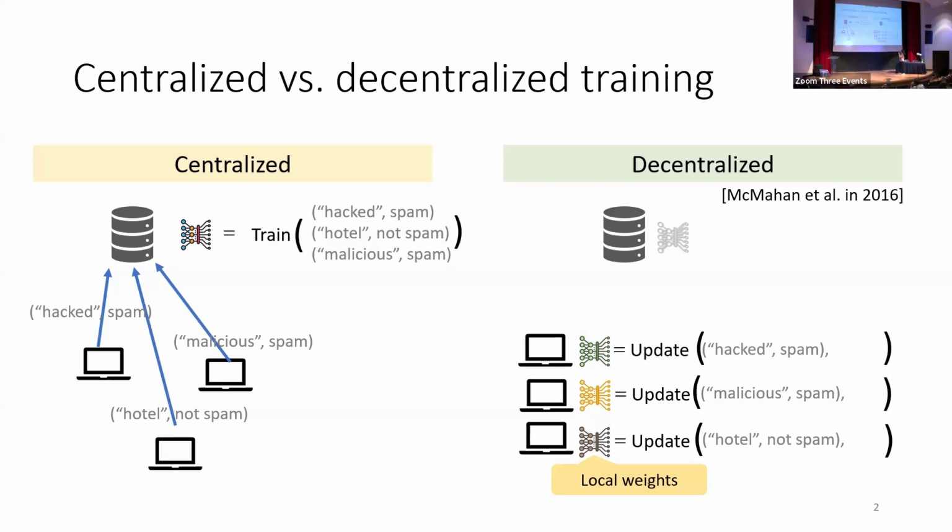In the decentralized setting, or so-called federated learning, the clients train a model on their local data and get local weights, depicted here as the green one, yellow one, and brown one. Then each client sends its local weights to the server.